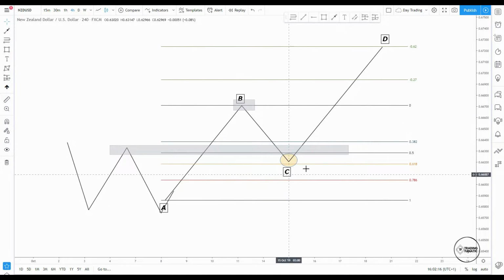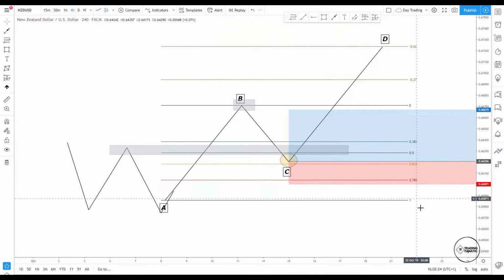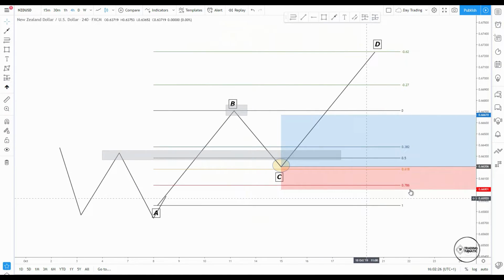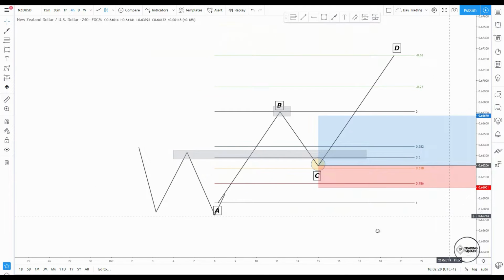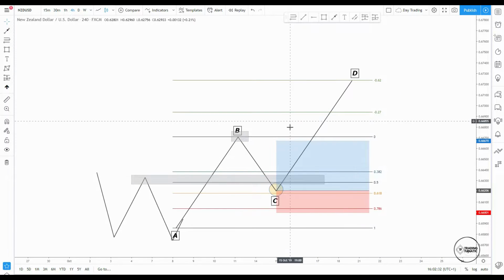And we have A, B, C. When C comes, this is your golden level here, the time when you enter your trade. So let's say you enter your trade. Your stop loss is below the 78.6, because if price gets below the 78.6, usually this trade is not going to work out. Now it's time to touch on extensions.